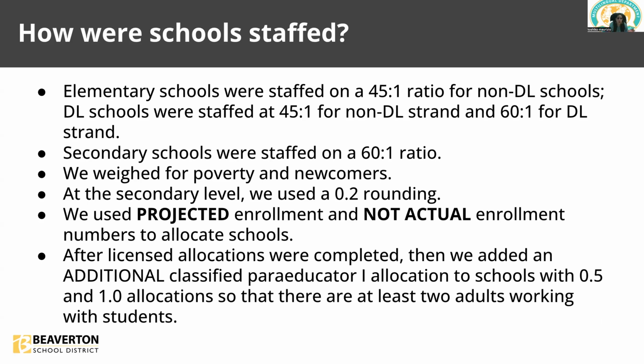For the dual language strand, we gave a higher ratio since a lot of students are receiving so much language support in that strand. So if we have students that are ELs in that dual language strand, they're receiving so much support. Secondary schools were staffed on a 60-to-1 ratio. Andy, I know you help with this as well, so just chime in. We also weight for poverty and newcomers. At the secondary level, we used a 0.2 rounding.